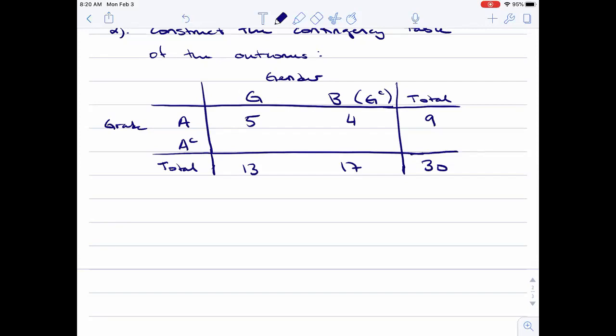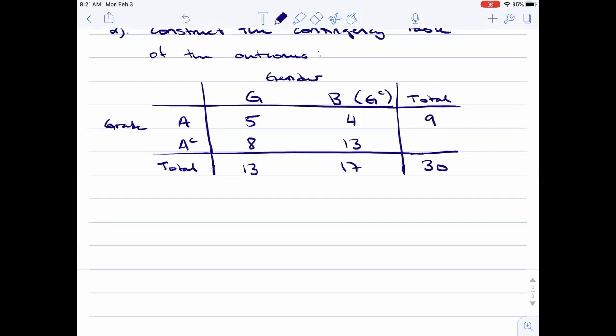So now, 5 plus blank has to equal 13. We know that because these totals have to add up across the columns, but also across the rows. That's how we got the 9 for the total for the A grade. So if we have to have 13, then 13 minus 5 is 8. So then 4 plus whatever has to equal 17.